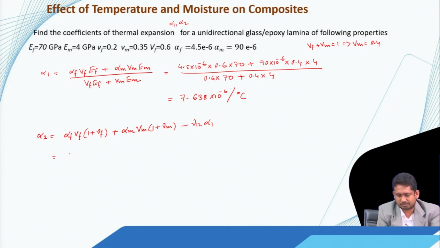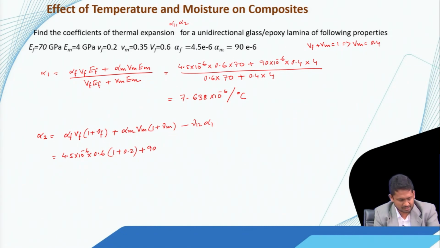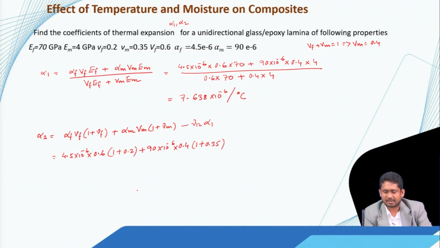So, alpha f we know is 4.5 into 10 to the power minus 6, Vf is equal to 0.6 and 1 plus nu f is 1 plus 0.2. Then we have alpha m, which is 90 into 10 to the power minus 6, Vm is equal to 0.4 and 1 plus nu m is 0.35, and then we have something called nu 1 2.